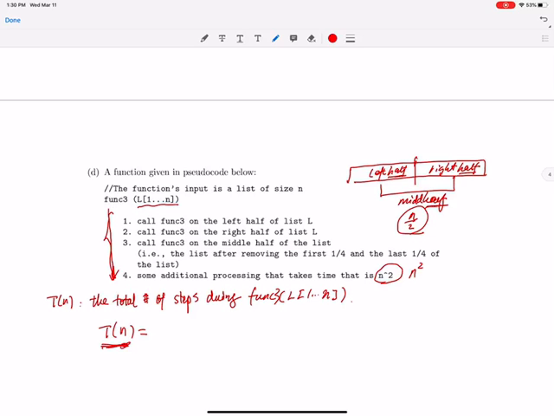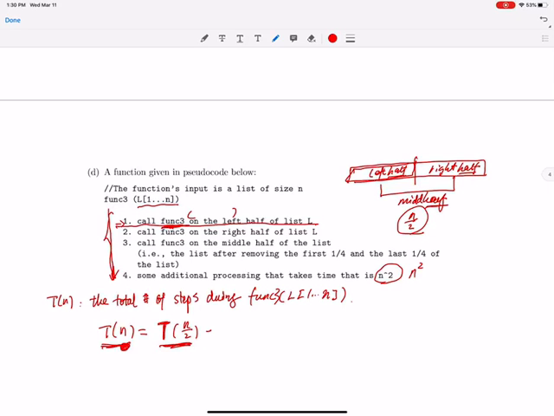Let's try to write an expression for T of n based upon our analysis of the pseudocode here. When the list size is n, how many steps in total are taken? The first step is to call the same function on the first half of the list. That is a function call, and because it's the same function, the same running time function applies to this call also. But its size is not n anymore. It's the size of the left half, which is n over 2. So this is the total number of steps it takes to complete this part.